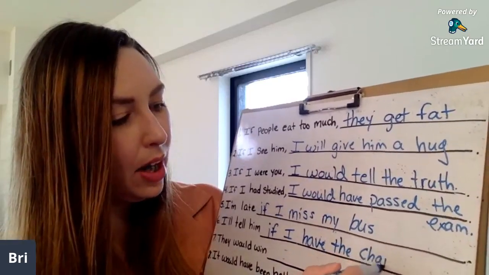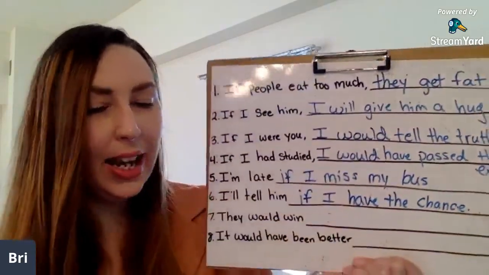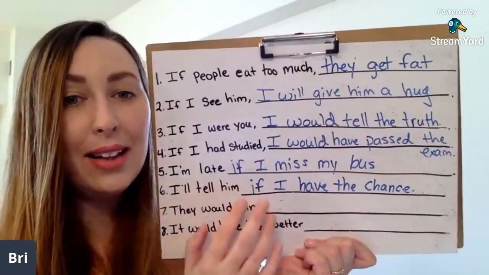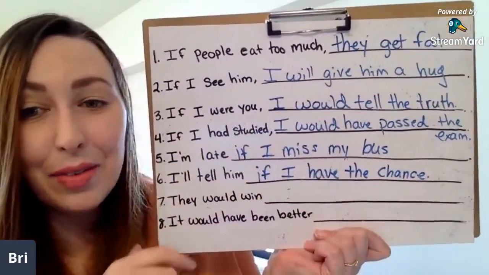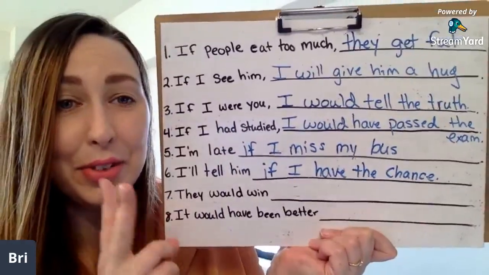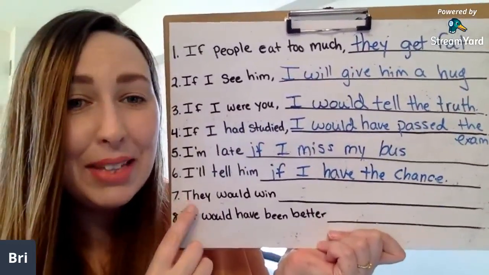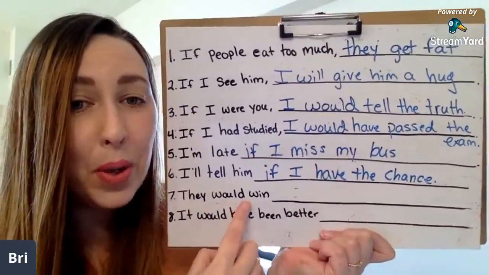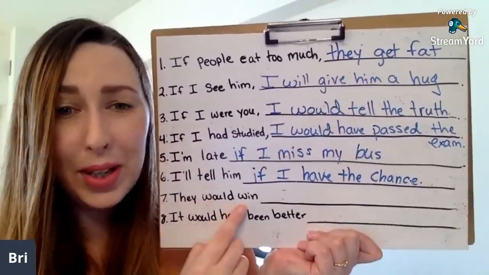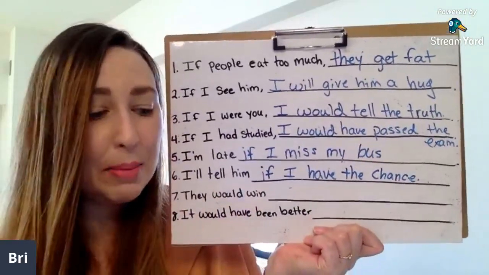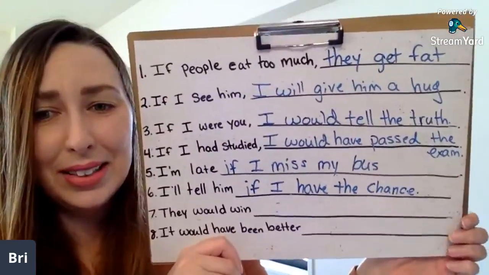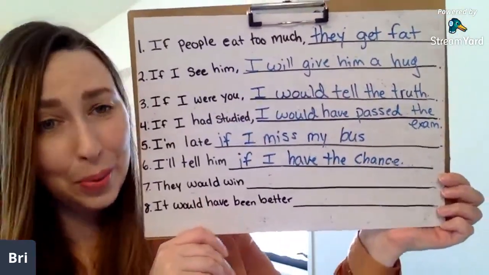That is a very common thing to say in English, right? I'll tell him if I have the chance, or I'll tell him if I get the chance. Very, very good. Okay, let's try number seven. We have two more, just two more. Number seven, they would win. Let's use the second conditional. They would win. So this is something that's probably not going to happen in the future. Okay, they would win.